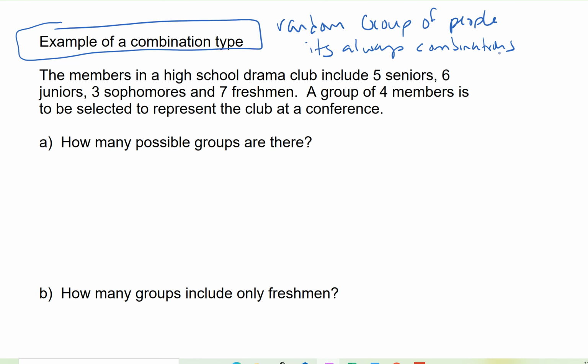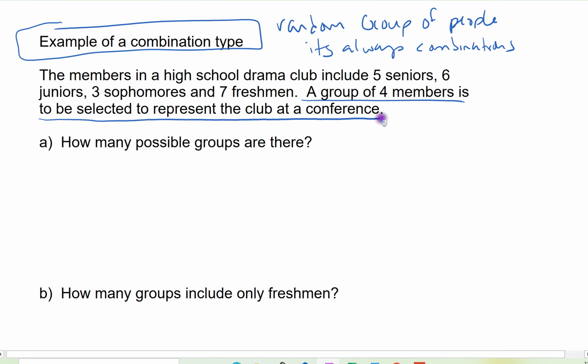All right. So a simple example is we have members at a high school drama club. All right, there are 5 seniors, 6 juniors, 3 sophomores, 7 freshmen. A group of 4 is to be selected to represent the club at a conference. So this is just a random group of 4. There's no rank or order to it, right? I am just picking 4 people from the drama club to go to the conference. If you were the first person picked, you're going to the conference. If you're the third person picked, you're going to the conference. Doesn't matter what order you're picked in. Alright, so order is not important.